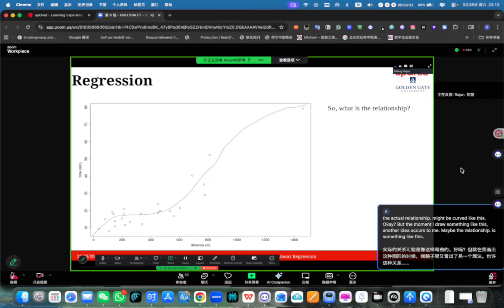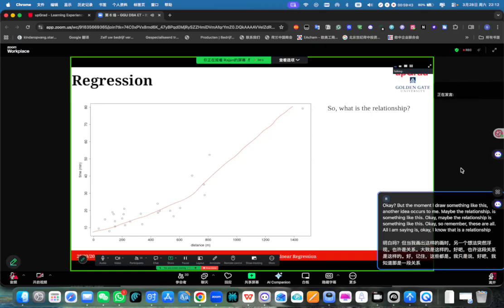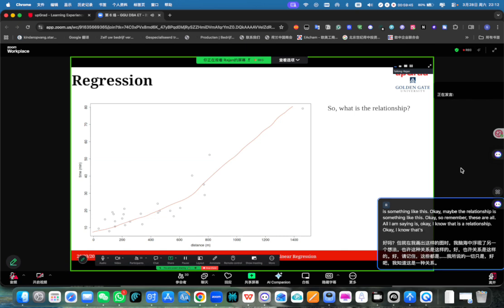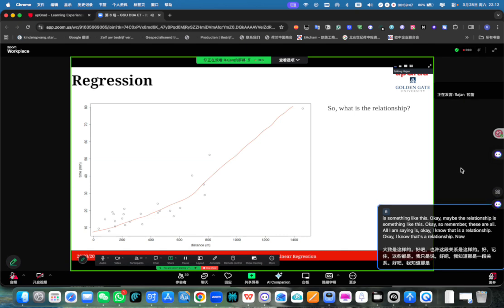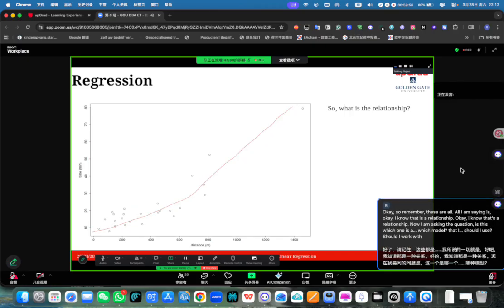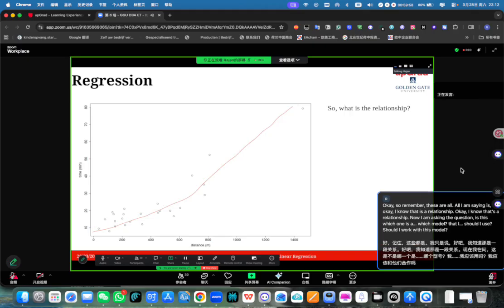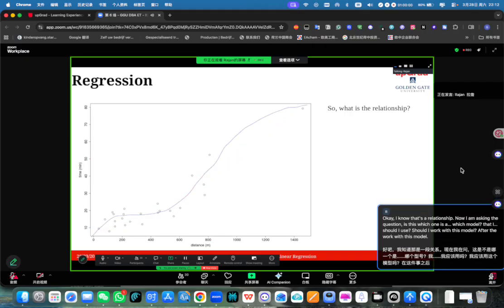Okay, maybe the relationship is something like this. Remember, all I'm saying is, I know that's a relationship. Now I am asking the question: which model should I use? Should I work with this model, or this model, or this model, or something more complicated?